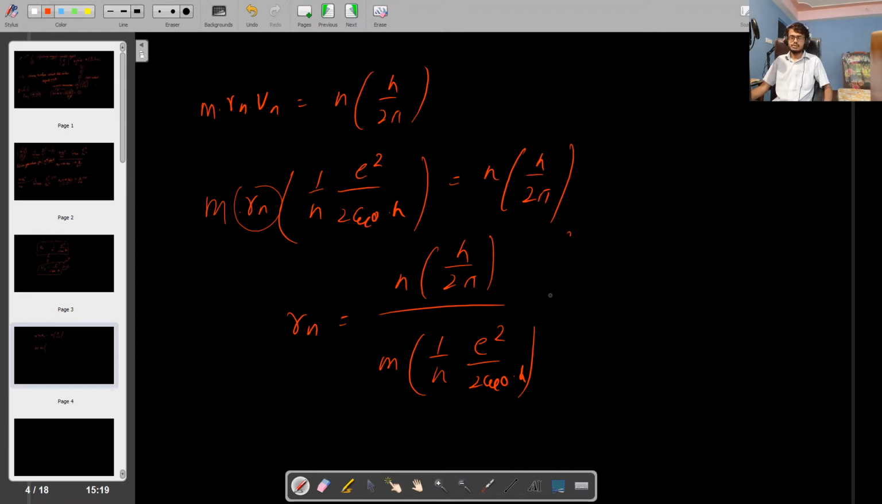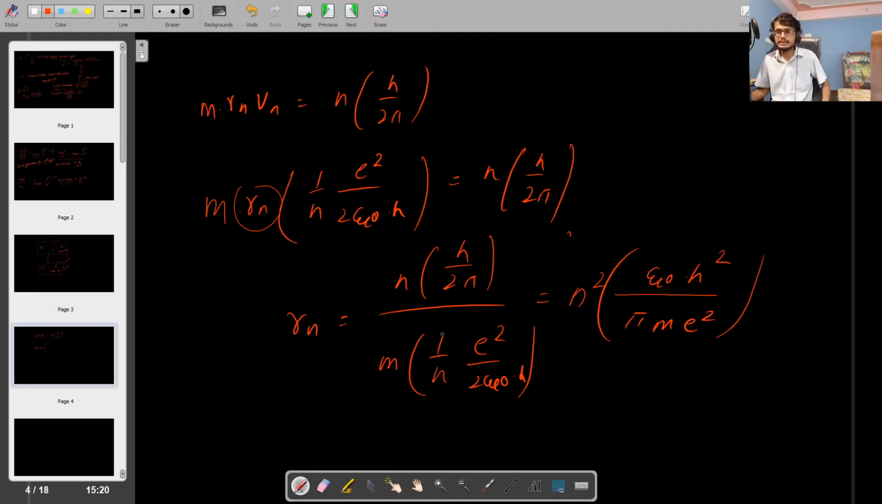Here m is the mass. So where is n? Here there is an n, right? So this n and this n will go up and multiply. So you get the formula as n square epsilon naught into h square divided by pi m e square.